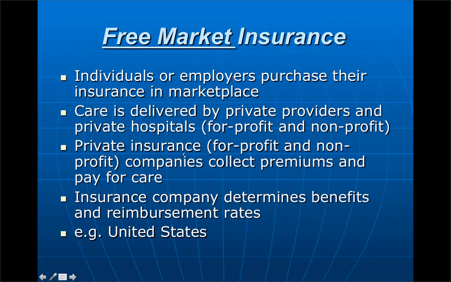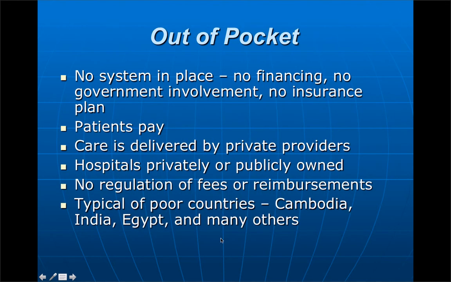Private insurance companies, and they can be for-profit or not-for-profit, collect the premiums and pay for the care, and the insurance companies determine the benefits and reimbursements. So there's no single payer, there's no government taxes, and the system is not really influenced by the government. And this is really our employee-based or typical insurance system or healthcare delivery system we have here in the United States.